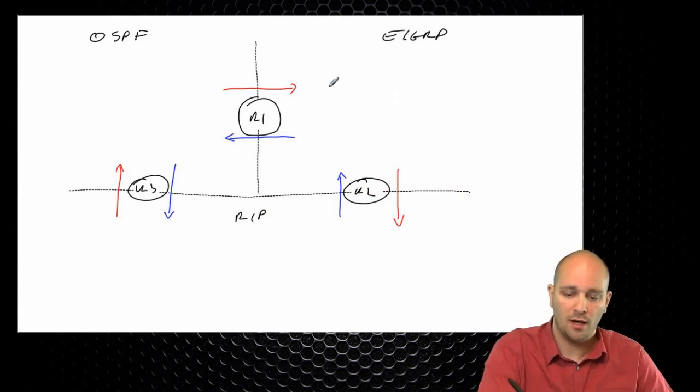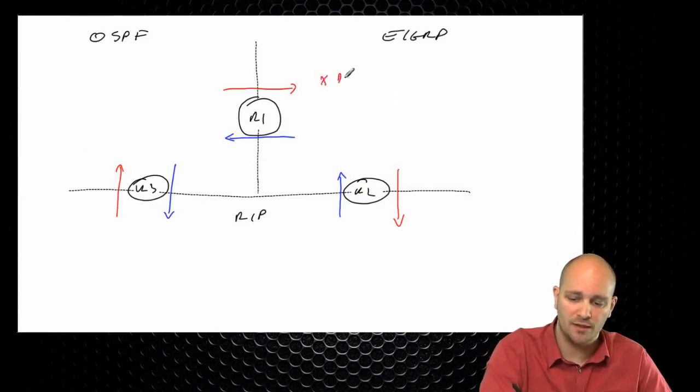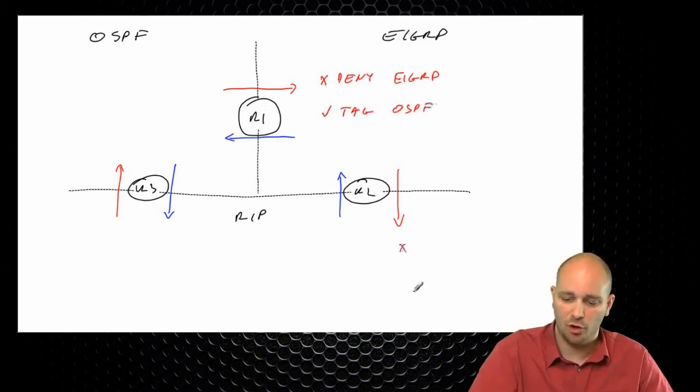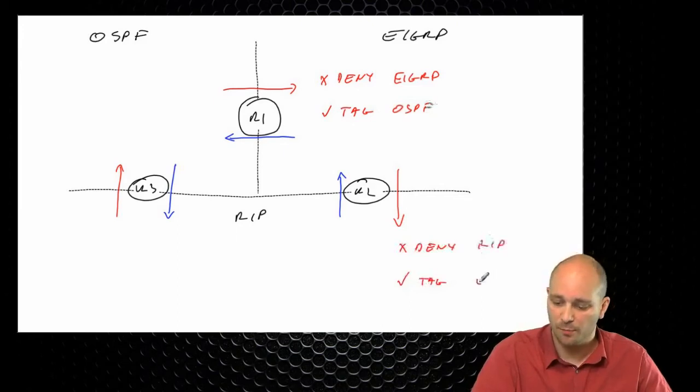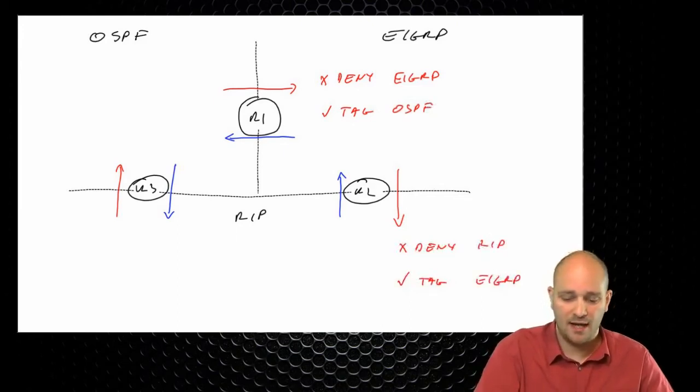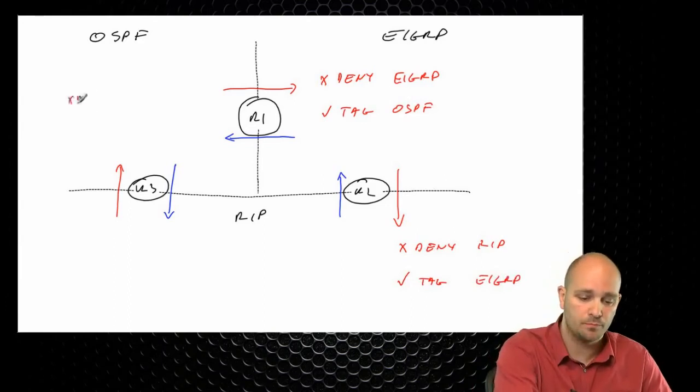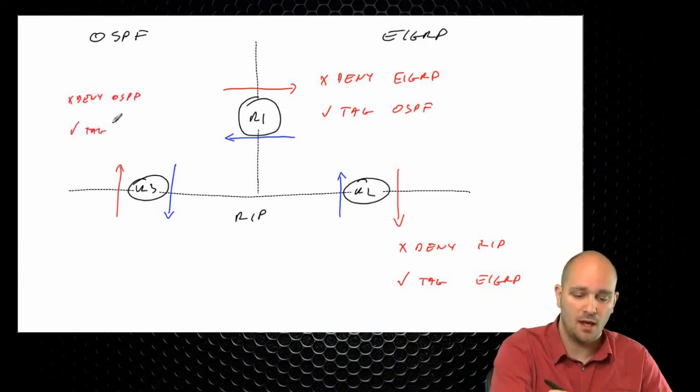So here on R1, let's say that my first line is going to be deny OSPF, deny EIGRP, and that I say tag everything as OSPF. That here I have the logic that says deny RIP and tag everything else as EIGRP, and that I have the logic here that says deny OSPF and tag everything else as RIP. And I'm going to repeat the same thing for blue logic.